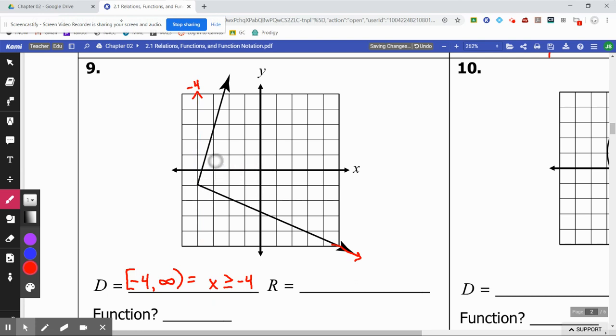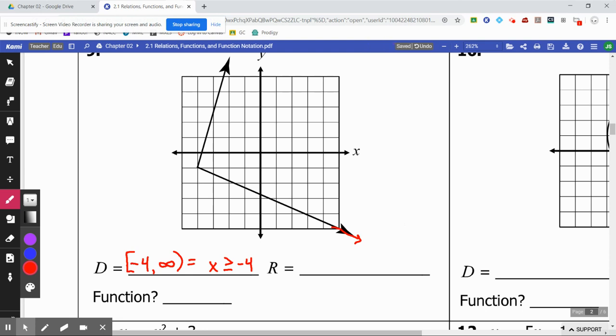Now your y values. Your range is simply how high and how low does your graph go. My graph goes down forever and it actually goes up forever, so my range would be all real numbers again, or all values from -infinity to +infinity in interval notation.